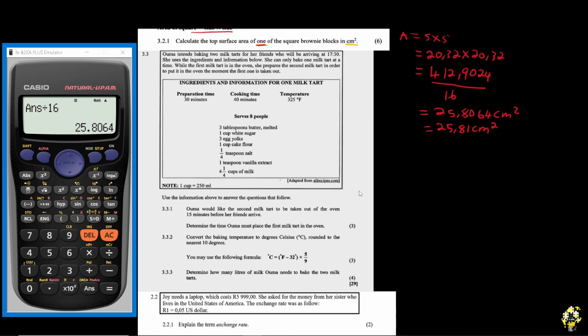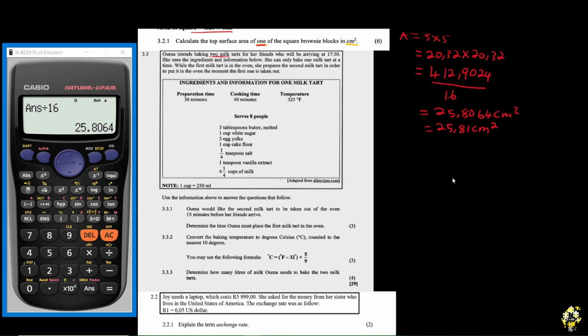Now the next question is about baking milk tarts. So without wasting time, we don't have to read the whole ingredients, but this is what we want to read. Oma intends baking 2 milk tarts. This is important. She intends on baking 2 milk tarts for her friends who will be arriving at 17:30. She uses the ingredients and information below. She can only bake 1 milk tart at a time. While the first milk tart is in the oven, she prepares the second milk tart in order to put it in the oven the moment the first one is taken out.